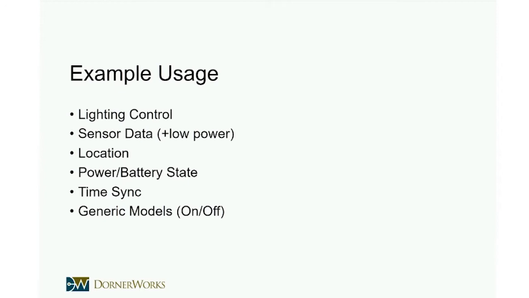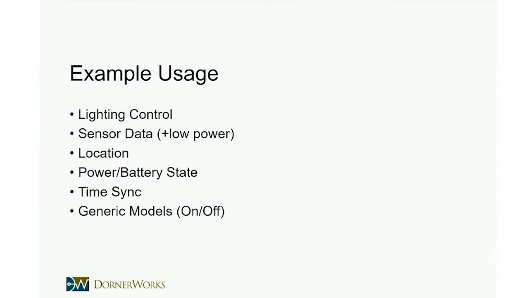Sensor data is also a big one, and this is where the low energy side comes in. And we'll talk about that in the types of nodes that this can support. But the sensor data is a primary example of where the Bluetooth low energy standard, which is used for sensor networks, and the mesh protocol kind of come together.